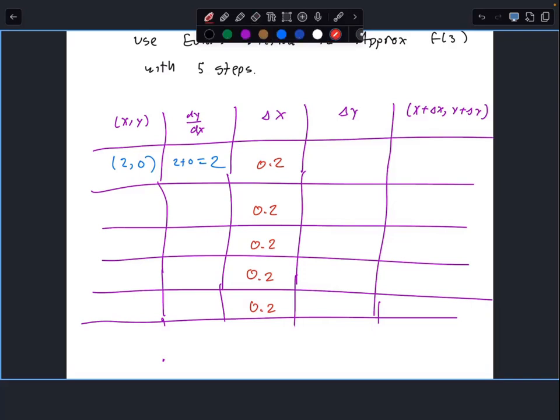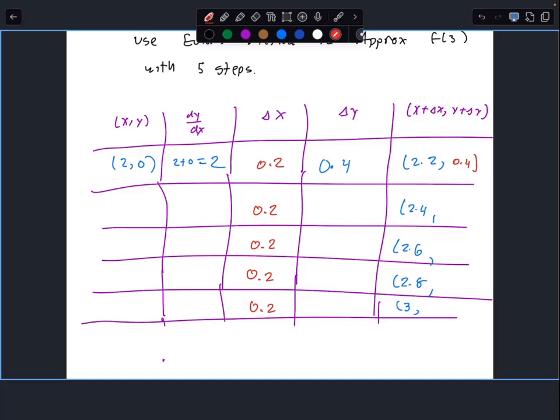My delta y is when I multiply these 2 values together, which gives us 0.4. So now we're at 2.2, and this next one will be 2.4, this one will be 2.6, 2.8, and then this one is going to be 3. That one's always going up by 0.2 for your x. And we now have a y value of 0 plus 0.4, which gives us 0.4.